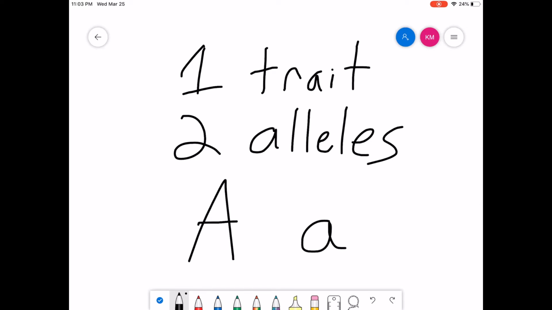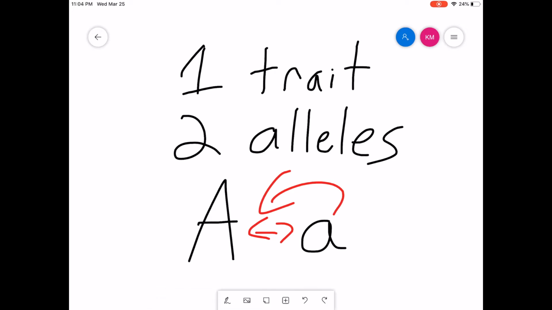Recessive is going to be indicated with a lowercase letter. Generally, you want to keep the letters the same. So in this case, obviously, we're using A's. Capital A means dominant, means that is always going to shadow or hide the presence of a recessive allele. So recessive alleles are only going to be present if a dominant allele is not there.